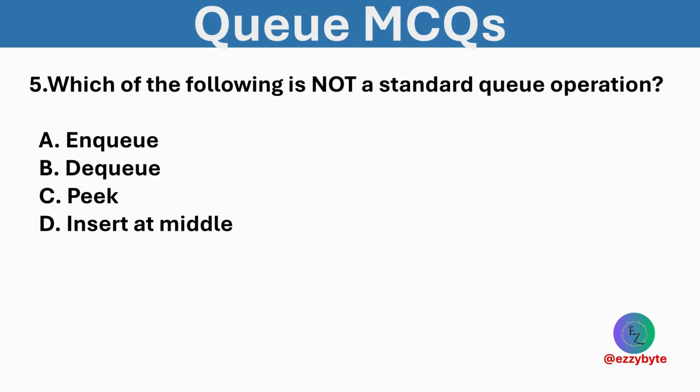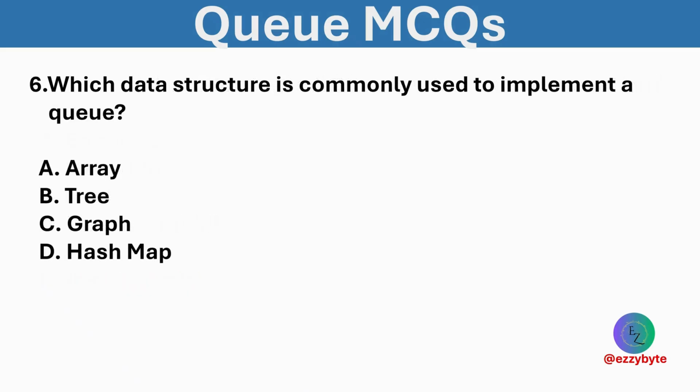Which of the following is not a standard queue operation? Options are NQ, DQ, peek, and insert at middle. Option D is correct. Queue does not support insertion at arbitrary position. Which data structure is commonly used to implement a queue? Options are array, tree, graph, and hash map. Option A is correct. Queues are typically implemented using arrays or linked list.